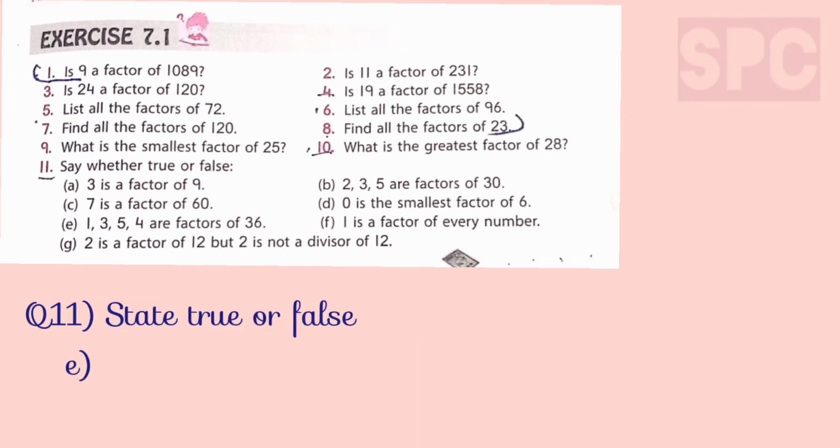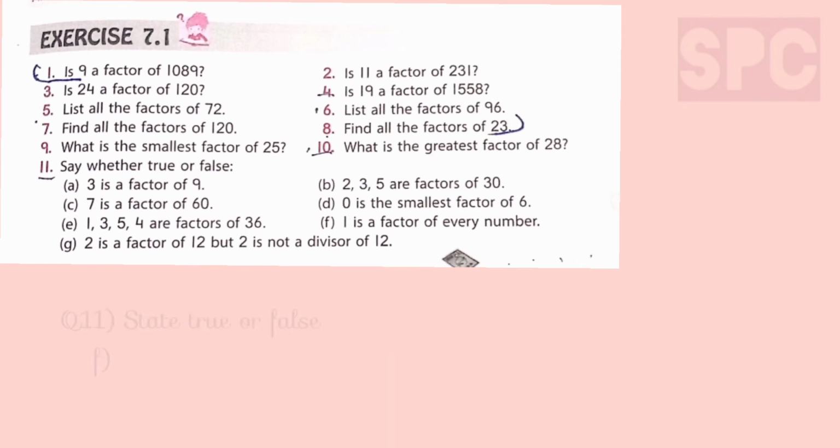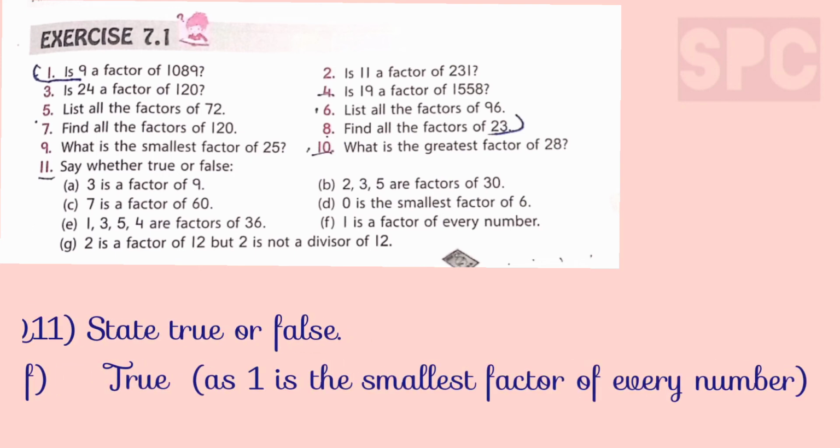E. 1, 3, 5, 4 are factors of 36. This is a false statement because 36 doesn't appear in the table of 5 and also 36 is not divisible by 5. So this is a false statement. F. 1 is a factor of every number. This is true. 1 is the smallest factor of every number.